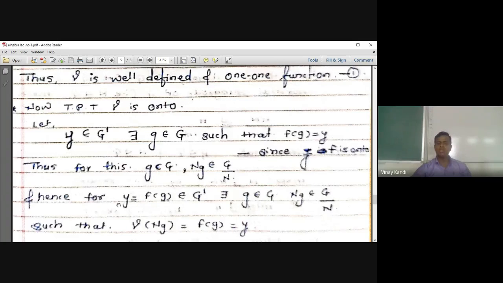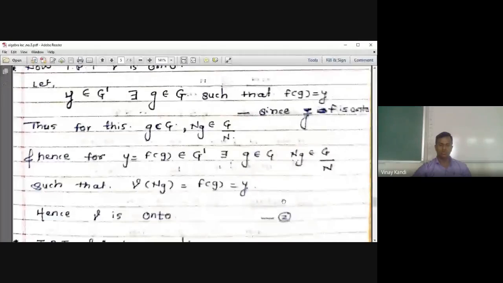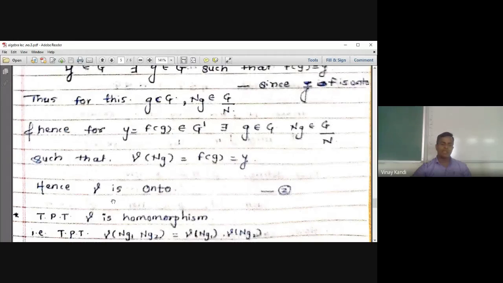Hence, for every y we get Ng, such that gamma of Ng is equal to f of g, which is equal to y. For every y we get an image, every element Ng, which belongs to G by N. Hence, gamma is onto. Now we have proved that gamma is 1-1 and gamma is onto. Now we have to prove that gamma is a homomorphism.